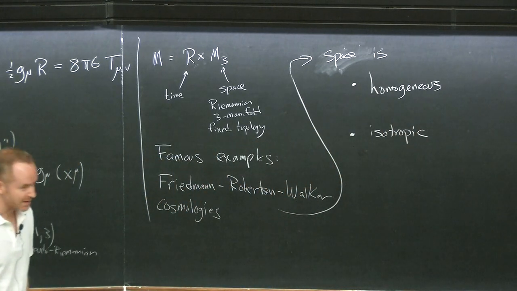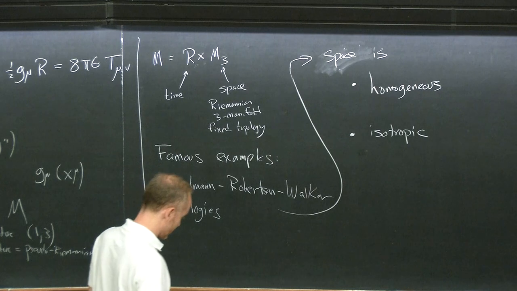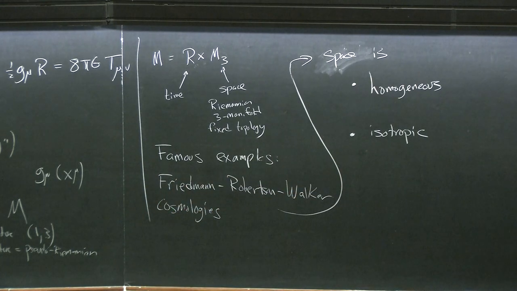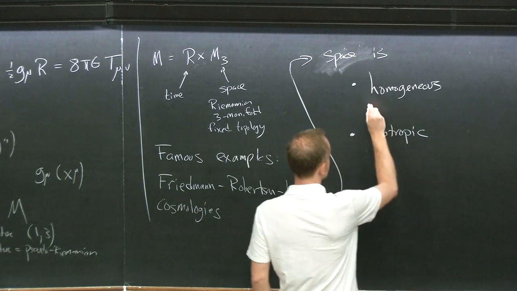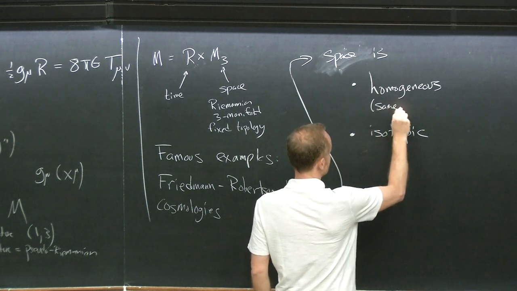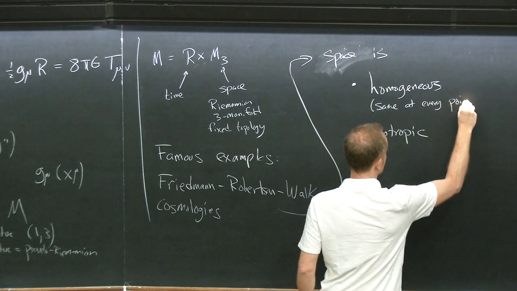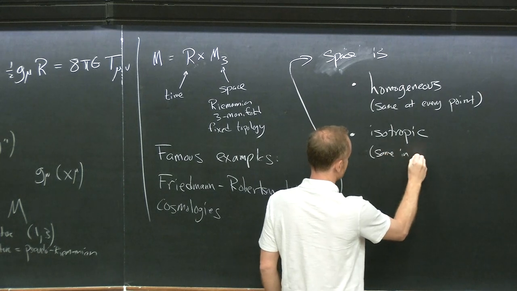So the motivation for making these assumptions is that they are nearly true in our universe at the largest scales we can observe. And I'll come back to that quite a bit later. So when we look on the largest scales we can see today, we see a universe which is nearly homogeneous and isotropic. What's the meaning of these terms? Homogeneous means the universe is the same at every point. And isotropic means it's the same in all directions. It's spherically symmetric.